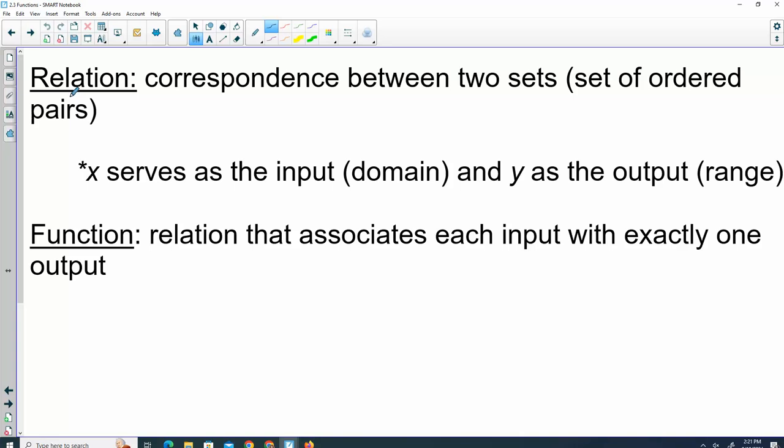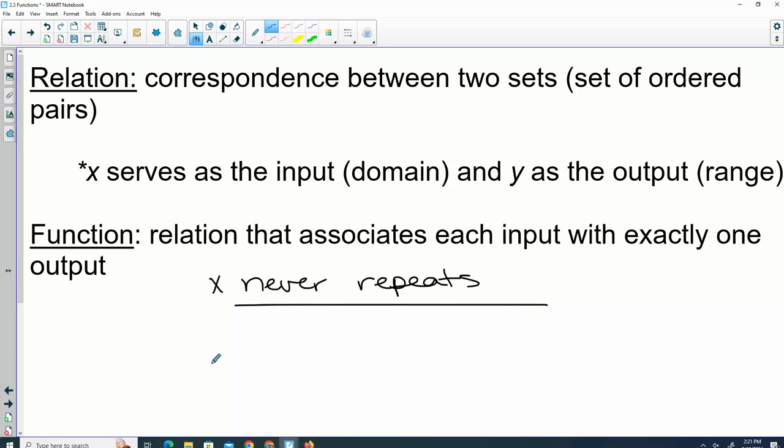A function is a specific type of relation where each input has exactly one output. Another way to think of it is x never repeats. So if it's a function, your x's don't get repeated. X gives you one answer and it's the same answer every single time. You never plug in the next value and get two different numbers out.